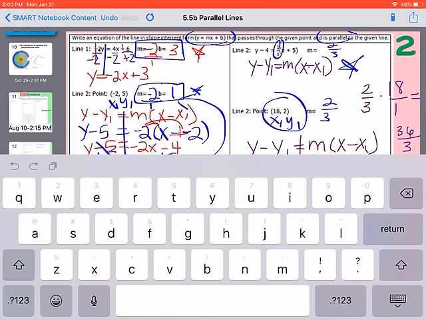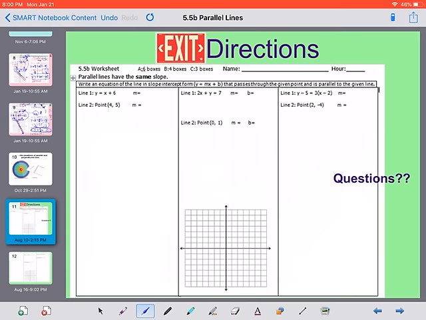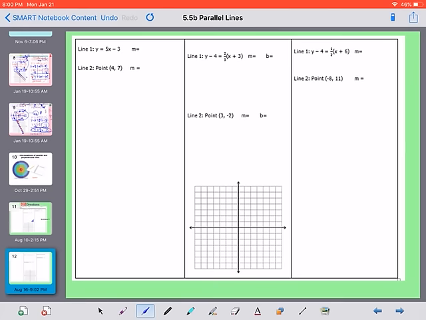All right. On your homework, you have a few questions. You may need to solve for y for both if you are graphing. Otherwise, if there's not a graph, you need to get to the form y equals mx plus b.